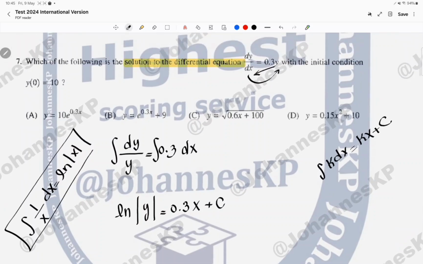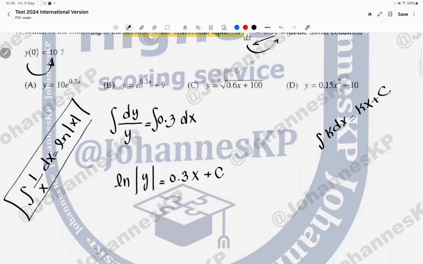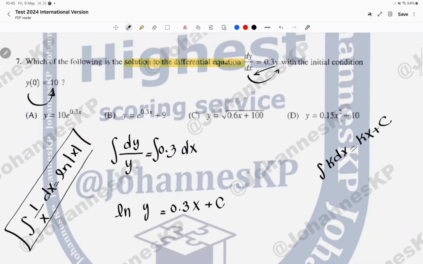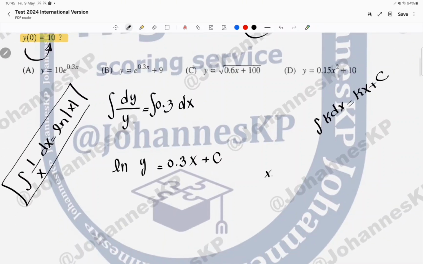Now the y is positive, correct? Yes. So the absolute value can now just disappear because it's positive. So ln y is equal to 0.3x plus c. Now they're saying the initial condition is when x is 0, y is 10. So when x is 0, y is 10. That means ln of 10 is equal to 0.3 times 0, which is 0, plus c. So now c is equal to ln of 10.